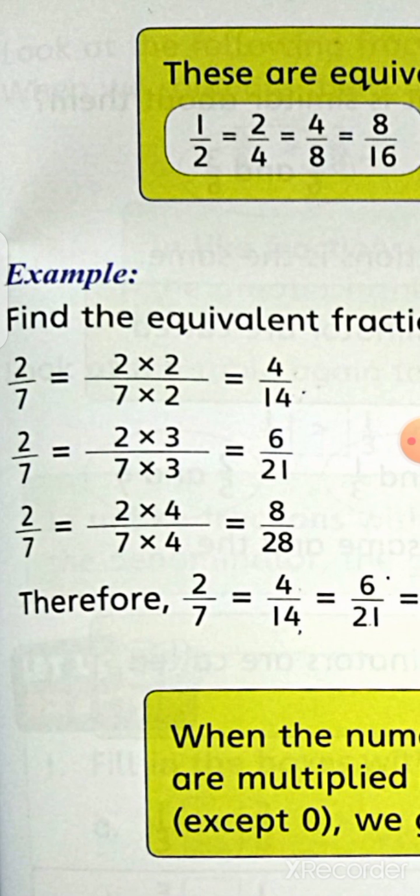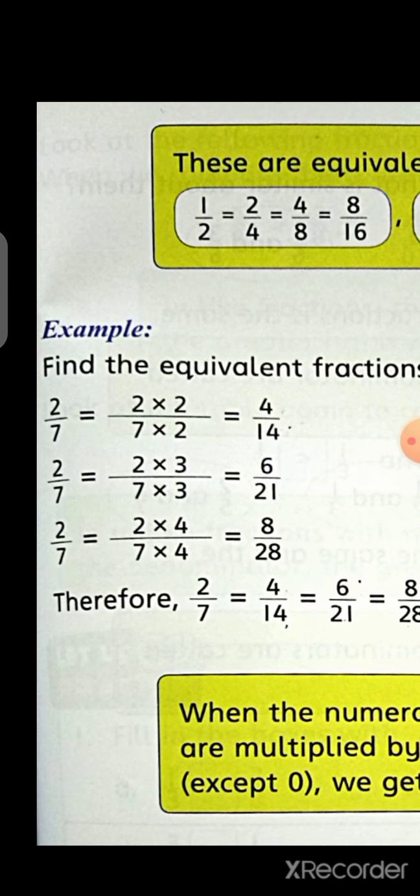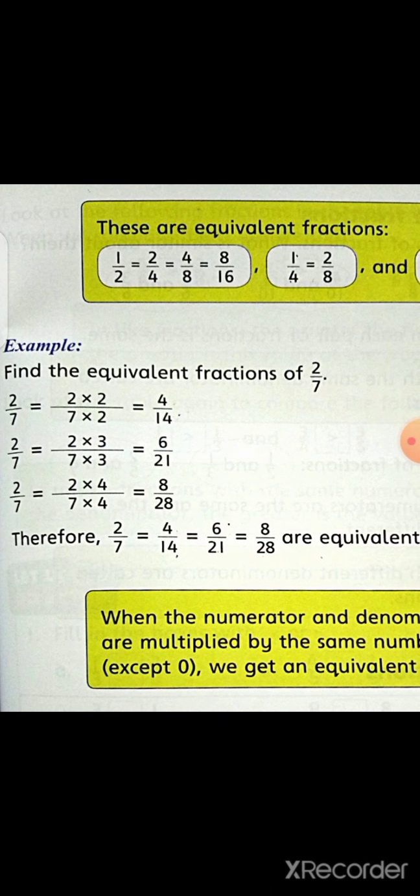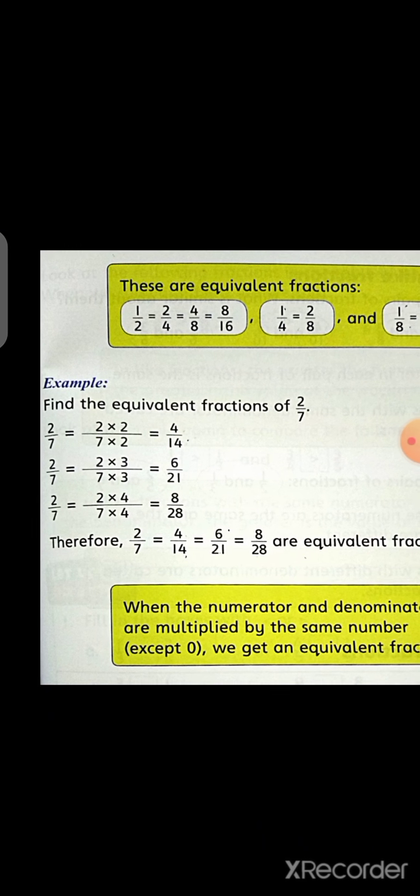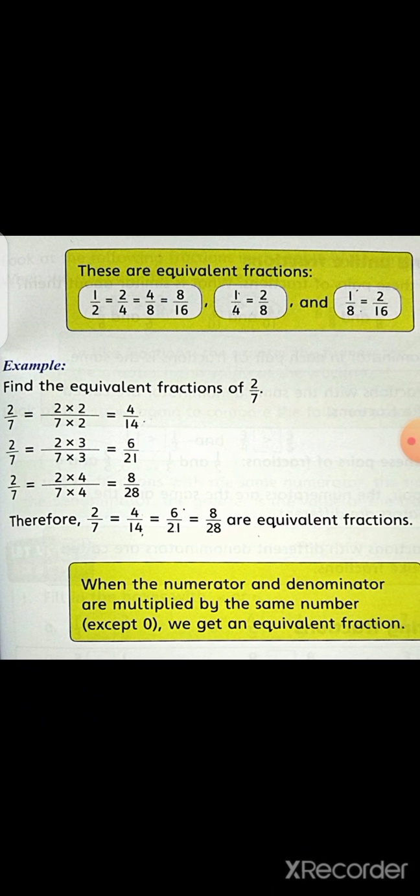In this way, you can make many equivalent fractions, but here three numbers are given. First is multiplied by 2, second one is multiplied by 3, and this fraction is multiplied by 4. 2 over 7 multiplied by 4, numerator and denominator, is equal to 8 over 28. So therefore 2 over 7 is equal to 4 over 14 is equal to 6 over 21 is equal to 8 over 28. These are equivalent fractions.